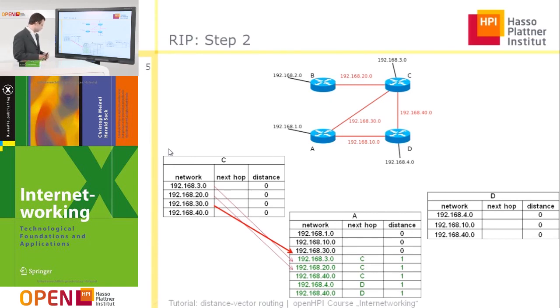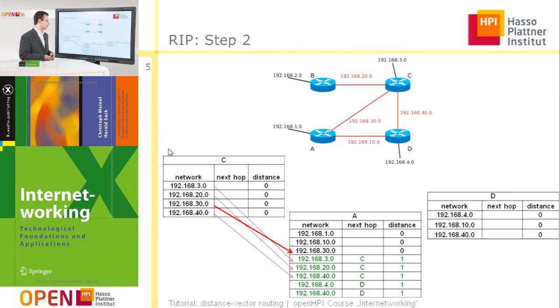So the distance to the network reported by router C would be higher than the distance router A already has in its routing table. That's why the router A will ignore this update and will not update its routing table based on this information, and will continue to use a better route to this network that it already has in the routing table. And then it will add the last network.